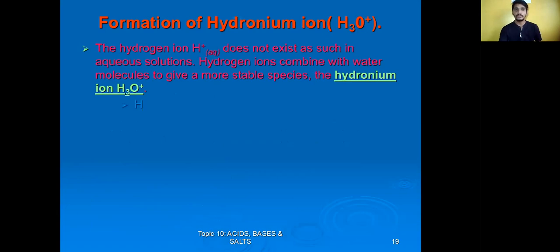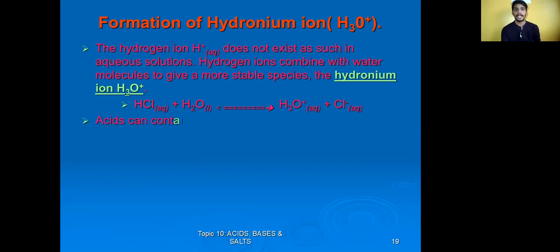Now in this case, HCl plus H2O is going to form H3O+, that is hydronium ion, along with the chloride ion. So whenever an acid is dissolved in water, one H+ is gained by the water to form the hydronium ion, and the remaining ion is formed. In case of HCl, Cl- ion is formed. Now let's move further.